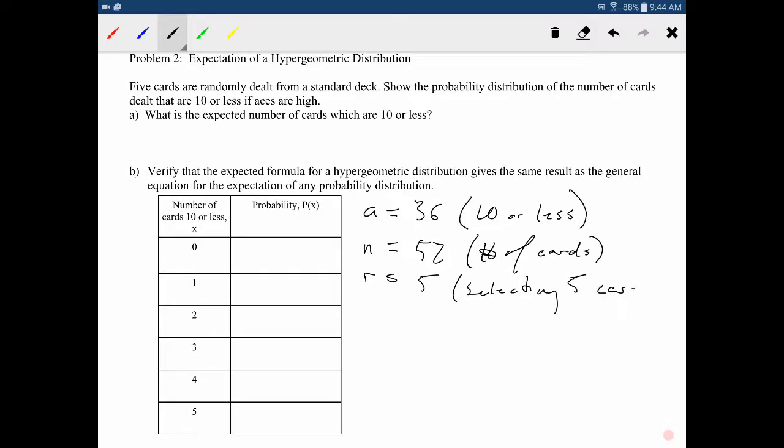It is worth mentioning that the reason this one is a hypergeometric distribution is that I'm not replacing my cards here. I'm pulling cards out of the deck. Once I pulled a card out of the deck, I've changed the chances. There's less cards, there's less successes. Okay, every time you pull a card out, it changes what's in the deck. So this is why this is hypergeometric.